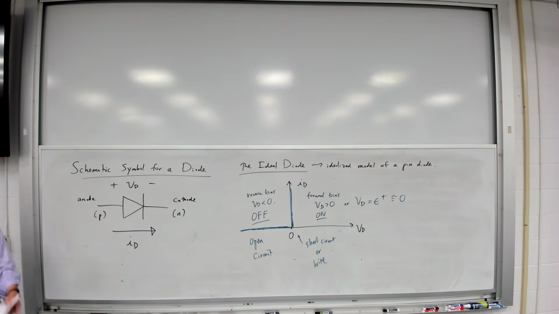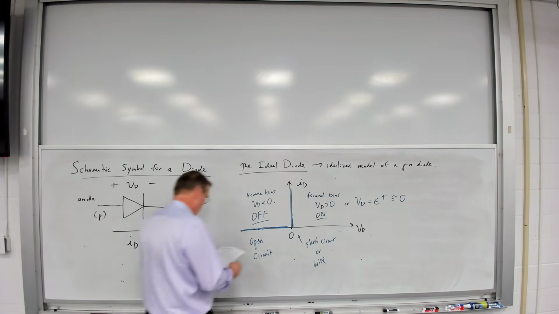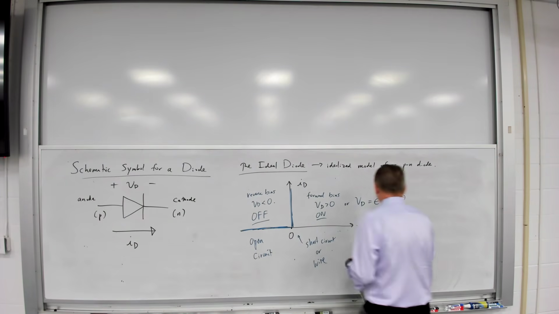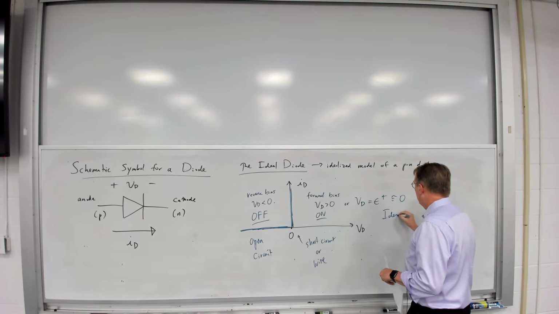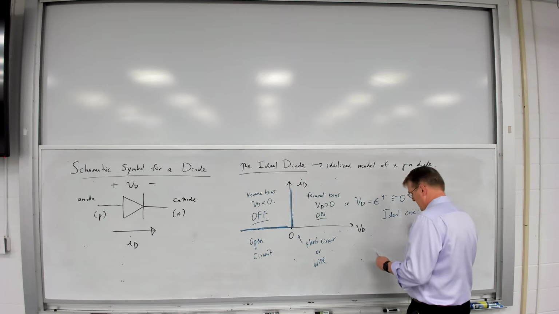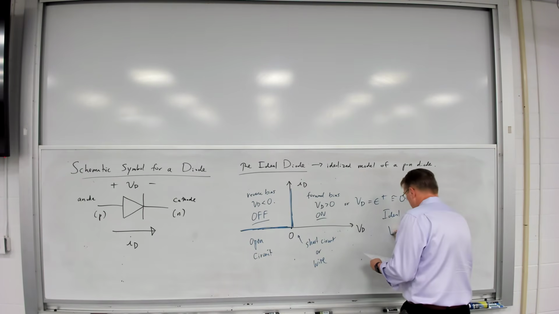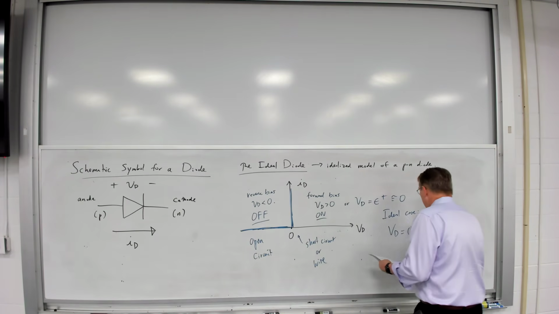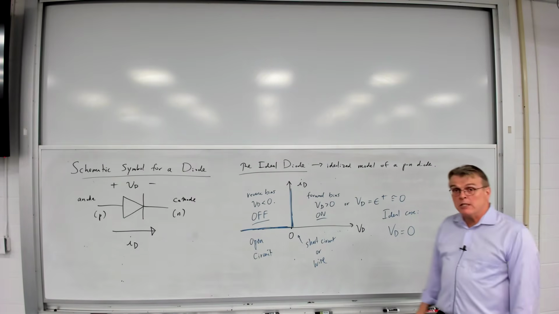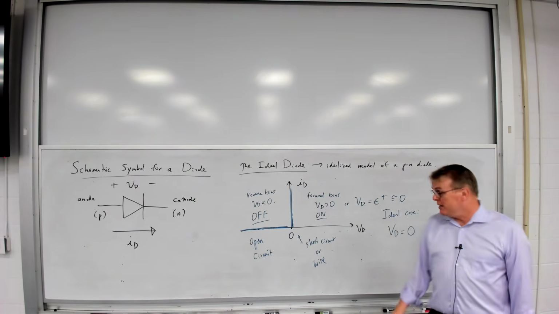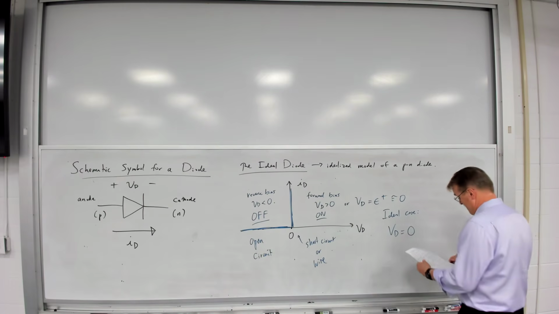All right, so we note for the ideal case, VD will essentially, we're going to treat it as if VD is equal to 0 when the diode is on.